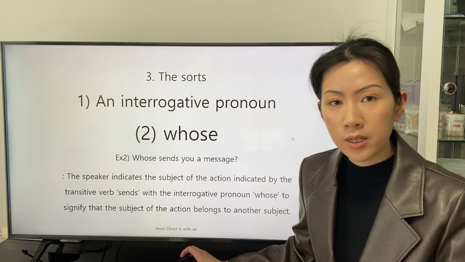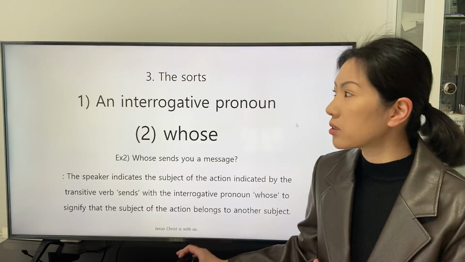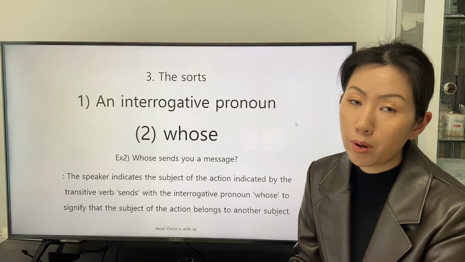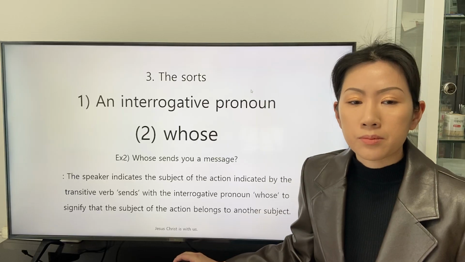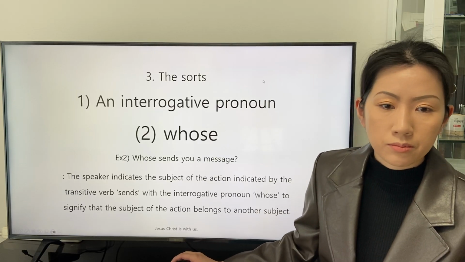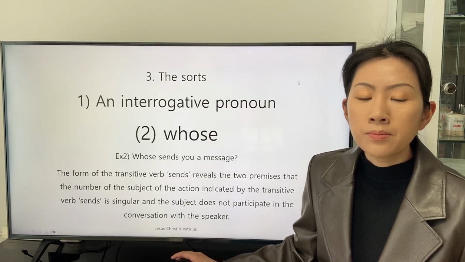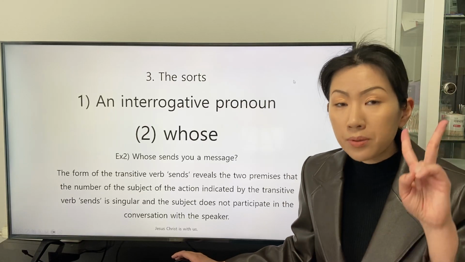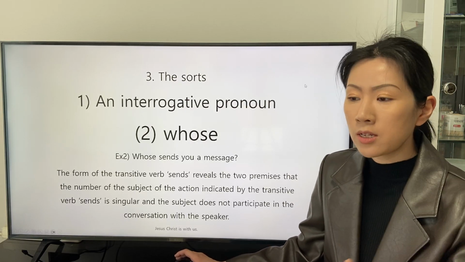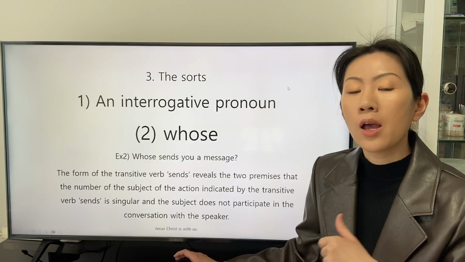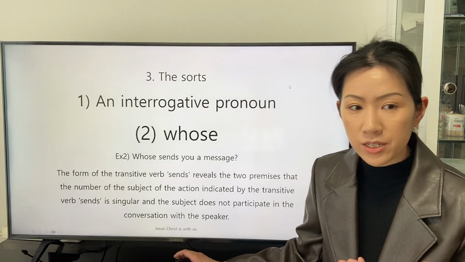Today we will continue to study the interrogative pronoun whose, from the second example. The second example of how the interrogative pronoun whose is applied is this: Whose sends you a message?